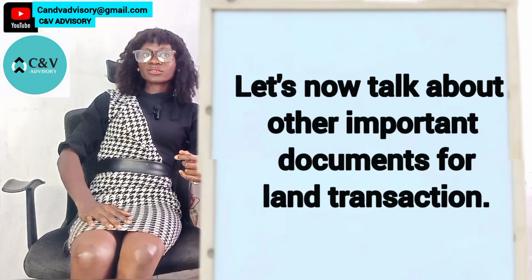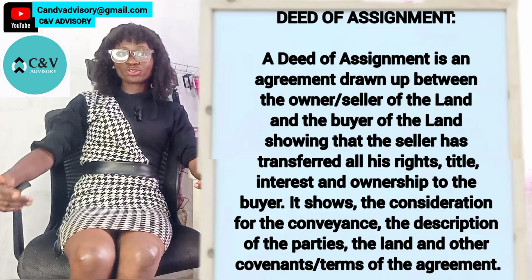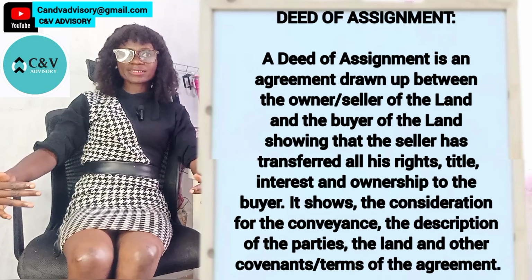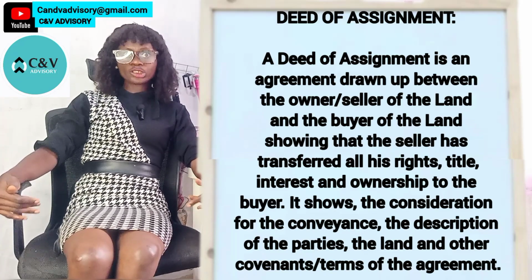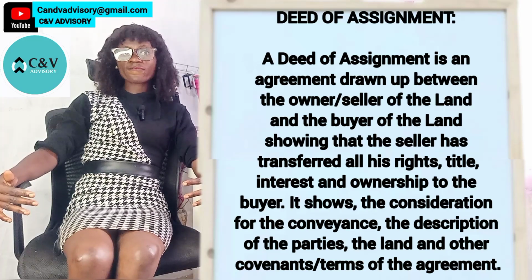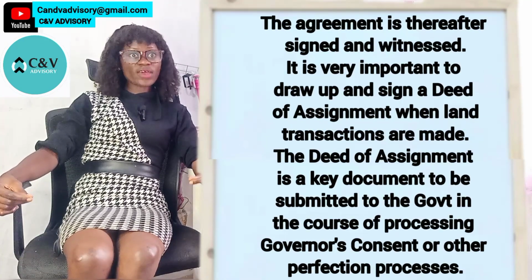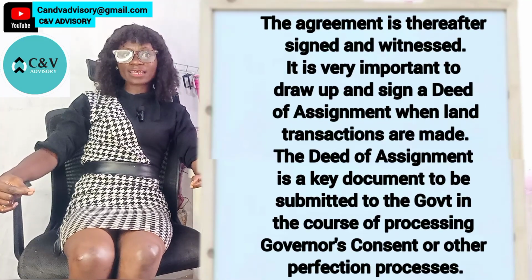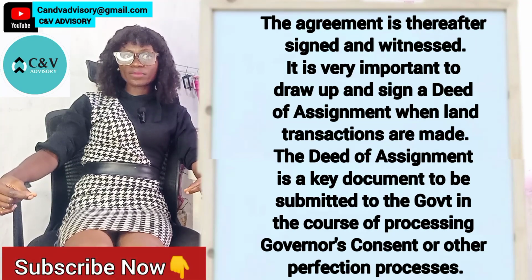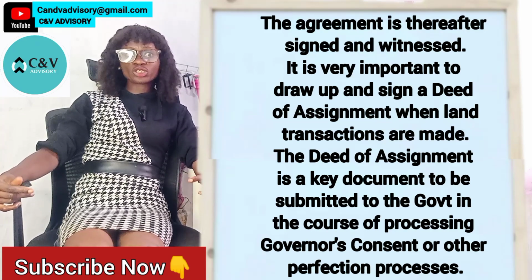Let's now talk about other important documents for land transaction. The first one is deed of assignment. A deed of assignment is an agreement drawn up between the owner, seller of the land, and the buyer of the land, showing that the seller has transferred all his rights, title, interest, and ownership to the buyer. It shows the consideration of the conveyance, the description of the parties, the land, and the covenant terms of the agreement. The agreement is thereafter signed and witnessed. It is very important to draw up and sign a deed of assignment when land transactions are made. The deed of assignment is a key document to be submitted to the government in the course of processing governor's consent or other perfection processes.